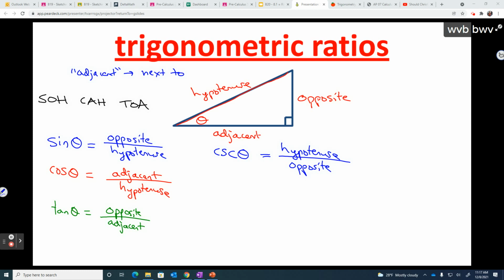And then the one that goes with cosine is secant. So S-E-C goes with secant. That one is the same. Cosine was x and secant was 1 over x, so you just flip this. It's hypotenuse over adjacent.